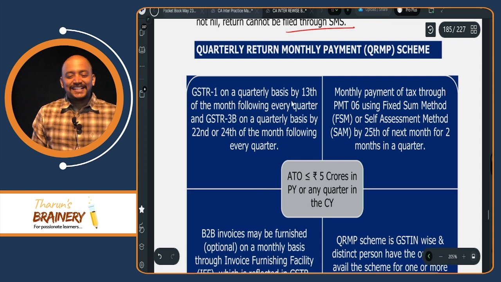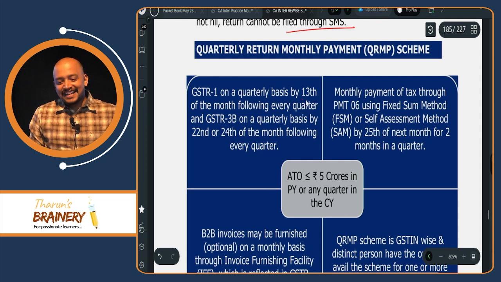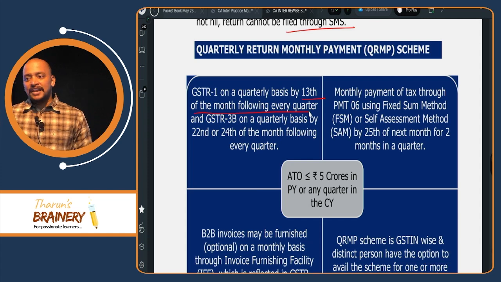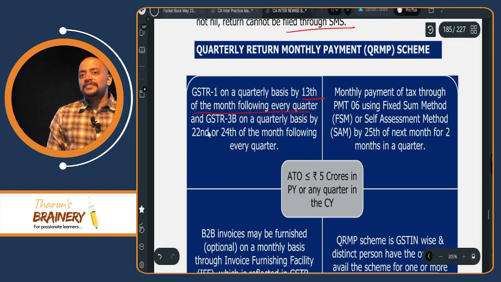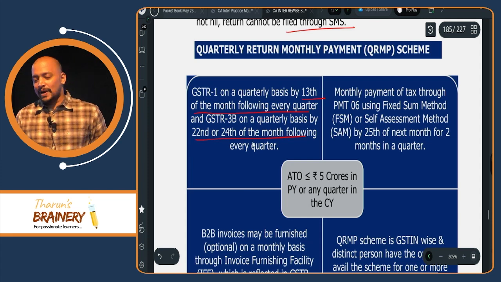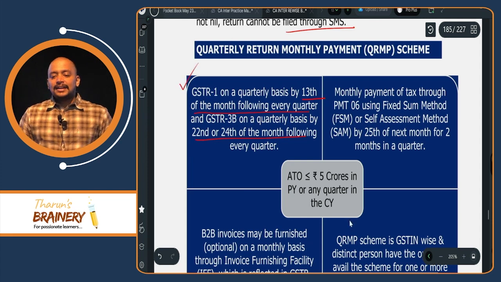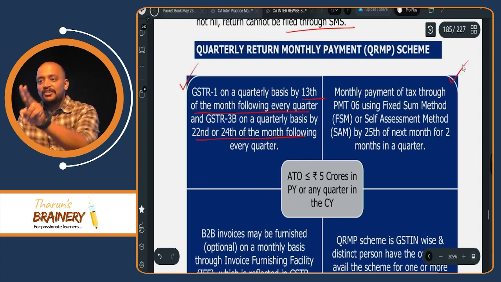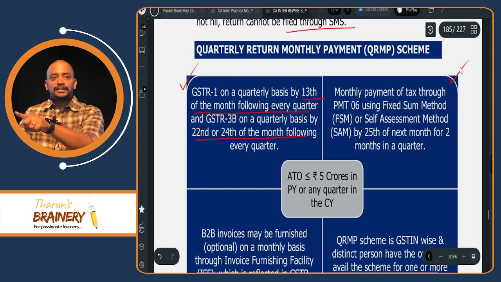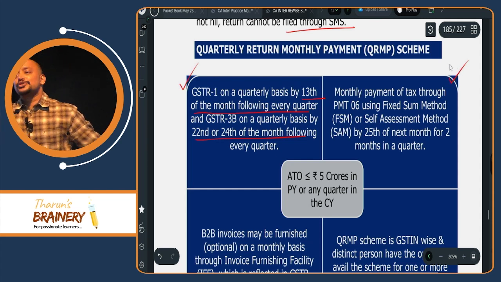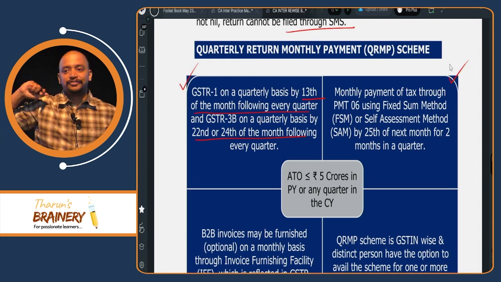GSTR1 is on a quarterly basis, by 13th of the month following every quarter. Then 3B, when do we need to file? 22nd or 24th of the month following every quarter. Then tax has to be paid on a monthly basis. By when? 25th of the month following, for the first and second month. Why not for the third month? Anyhow, for all 3 months together, we file 3B on 22nd or 24th.